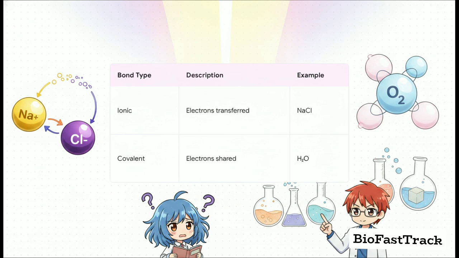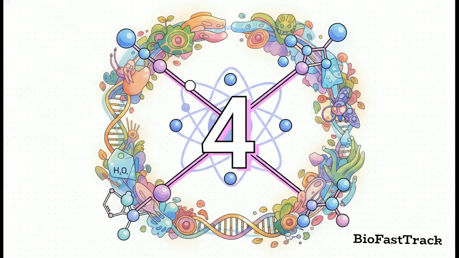And listen up, because right here is a massive exam trap. Under the pressure of a test, students constantly mix up electron sharing with electron transfer. Don't be that student. In a lab setting, whether a compound is covalently or ionically bonded completely dictates your experimental variables and how that stuff is going to behave in a solvent. It's a huge deal. Exactly.